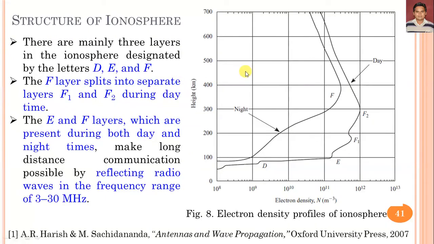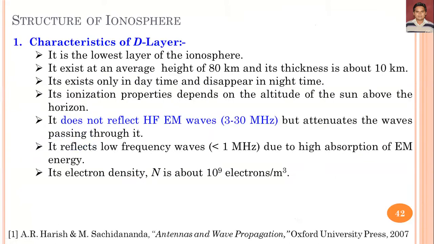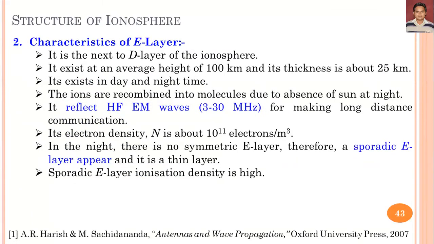Similarly, we can analyze the case of the E layer. It is next to the D layer of the ionosphere. It extends to an average height of 100 km and its thickness is about 25 km. It exists in day and night time. The ions are recombined into molecules due to the absence of the sun at night. So we can say in the night times the ions are recombined.